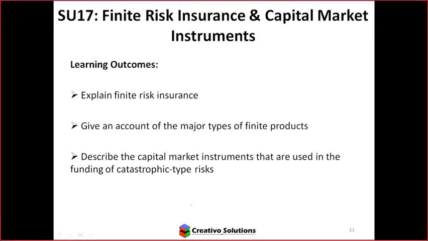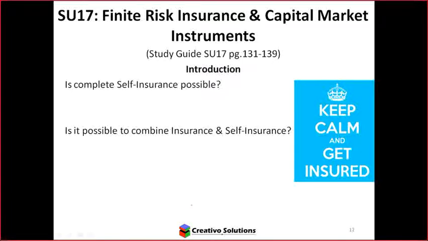Alright, Melanie, we've finally reached the last one. Study unit 17, which is finite risk insurance and capital market instruments. This is the last chapter looking at other products. Finite risk insurance and capital market instruments is what this last chapter is looking at. So no more self-insurance. This is just other considerations.